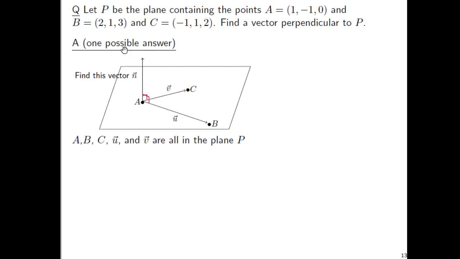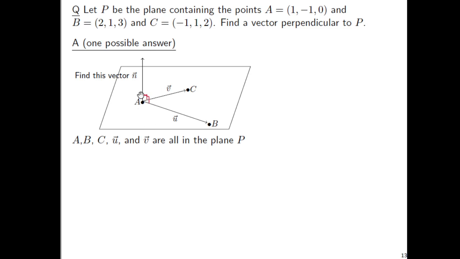So, here's one way to answer this question. We have these 3 points A, B, and C that are in the plane. Well, why don't we create the vector from A to B and the vector from A to C? It's a multi-step process. And then once we have these vectors that live in the plane, we could take the cross product of those two vectors to get a vector that points directly out of the plane and is perpendicular to the plane.